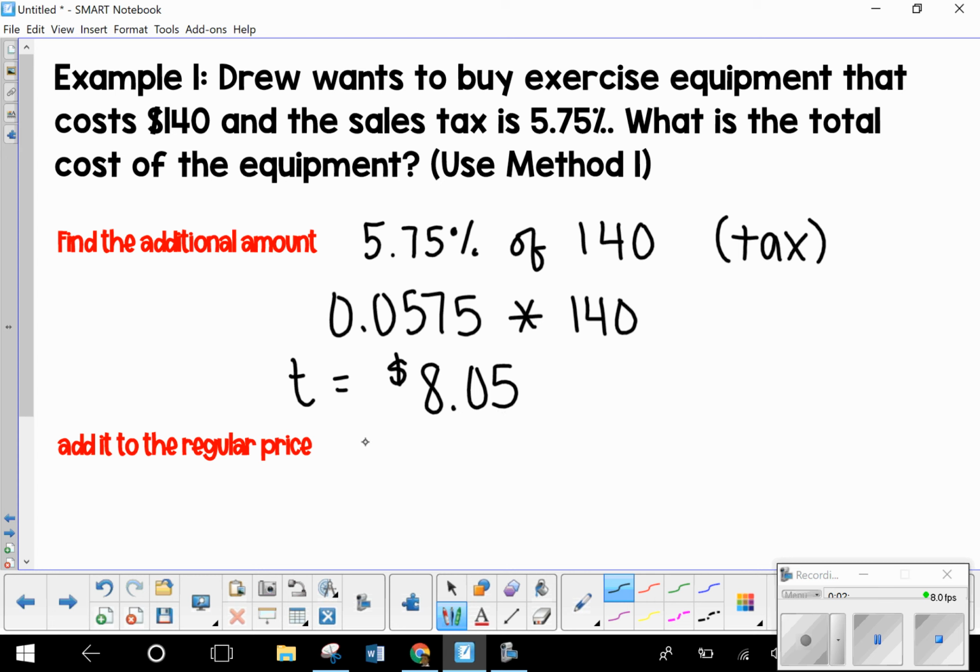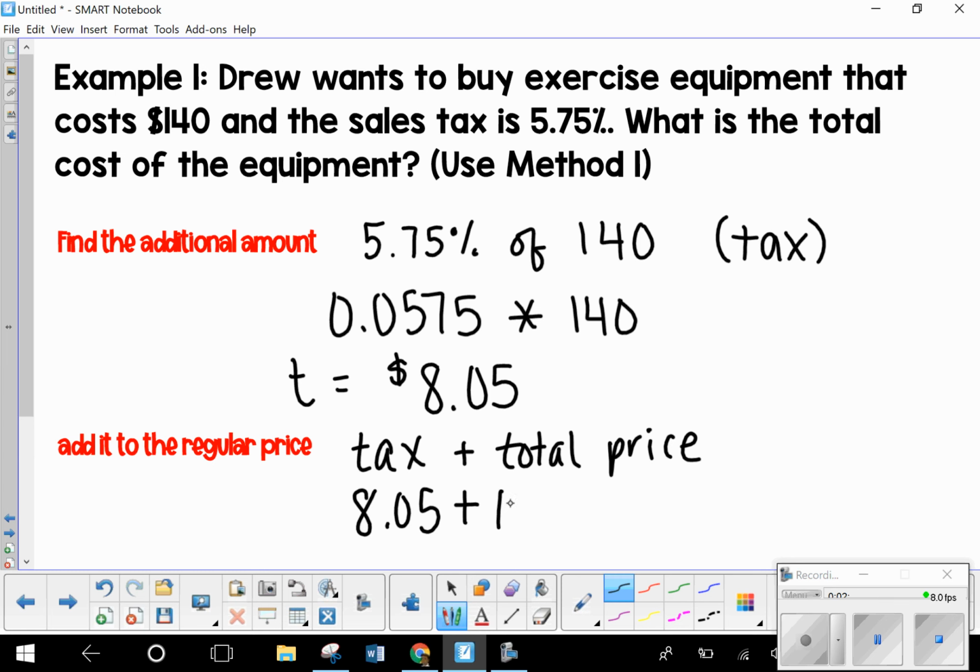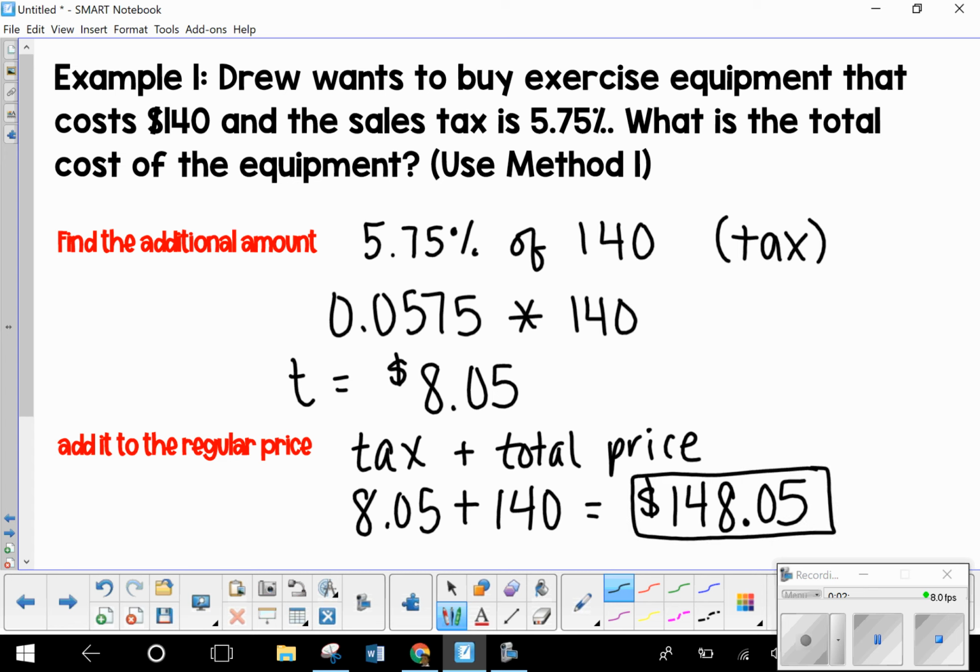So to add it to the regular price, we're going to take the tax and add it to the total price. So now our tax is $8.05 and we're going to add it to our $140. So our total price is going to be $148.05. This is method 1 of finding the additional amount and adding it to the regular price.